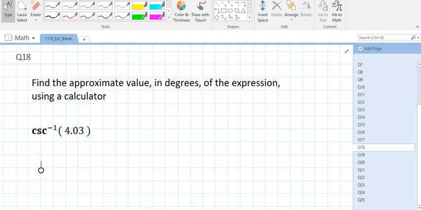Just a long day. All right, so we're going to go use our calculator. Now, in our calculator, do we have cosecant that we can do? No. So how do we go about, say it again, 1 over sine?